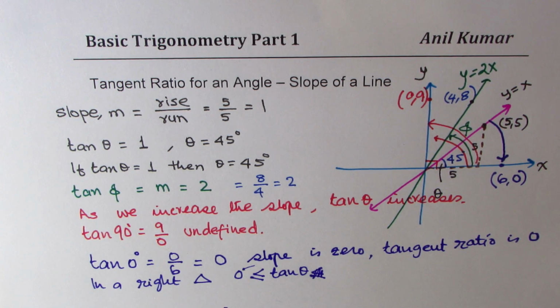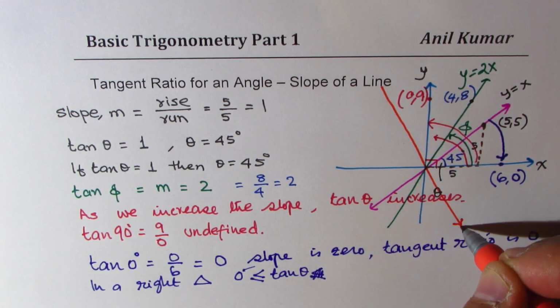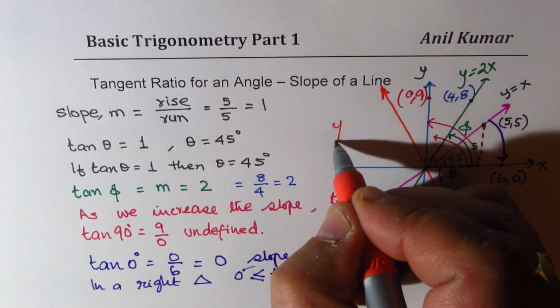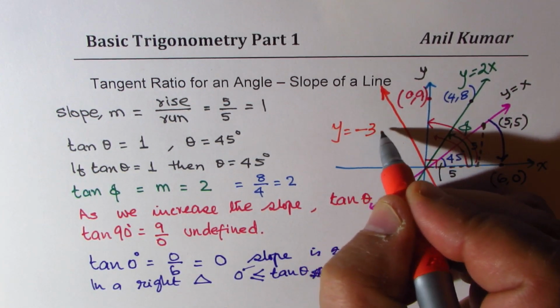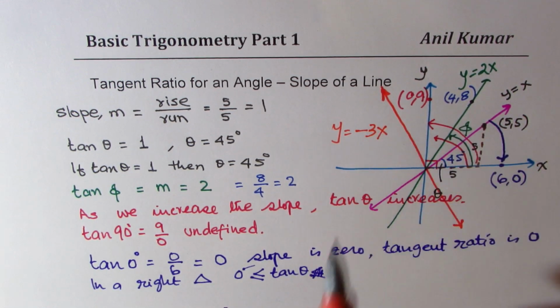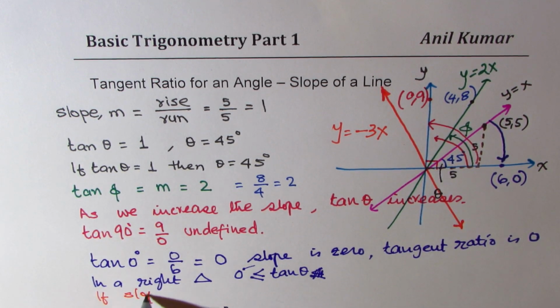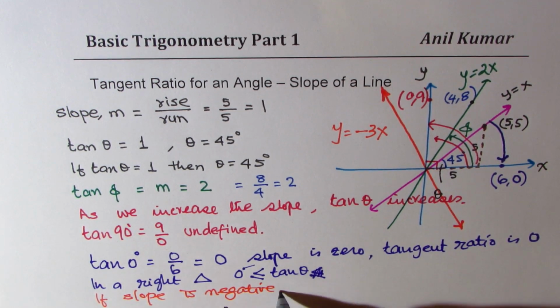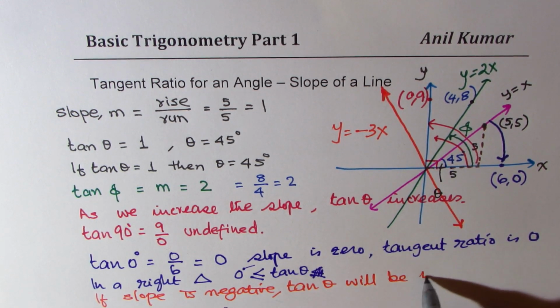Now, let us extend this to lines with negative slope. So we could have a line which has a slope that is negative, for example this line. Now let's say this line is y equals minus 3x. Since the slope is negative, the tangent ratio is also negative. So if the slope is negative, tan theta will be negative.